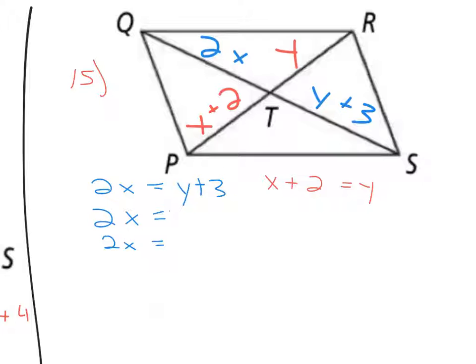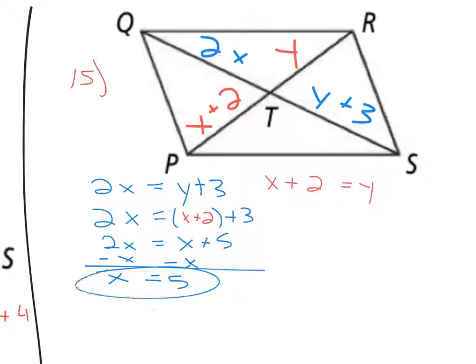So we know that y is equal to x plus 2. So we're going to say parentheses plus 3, and we're going to fill that in with an x plus 2. And then we're going to get x plus 5 is equal to 2x. That makes more sense because when I subtract the x from both sides, I get x is equal to 5. I feel more comfortable with that answer.